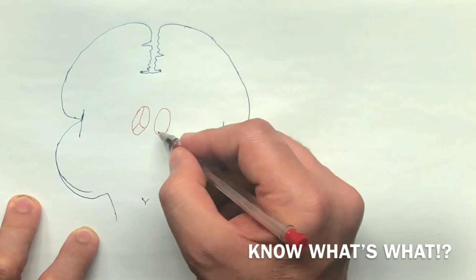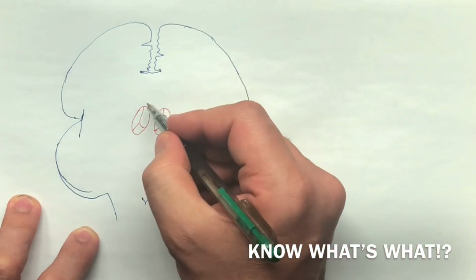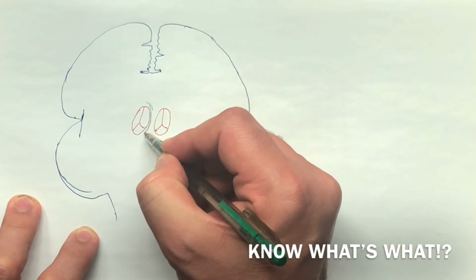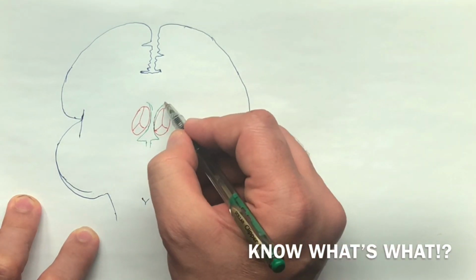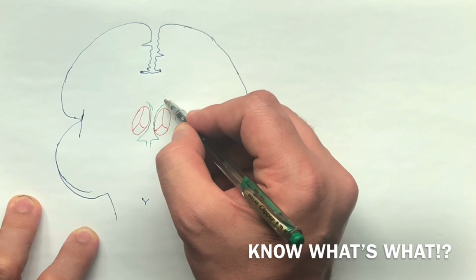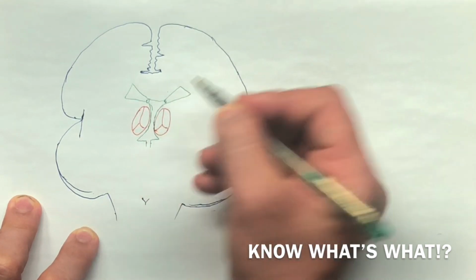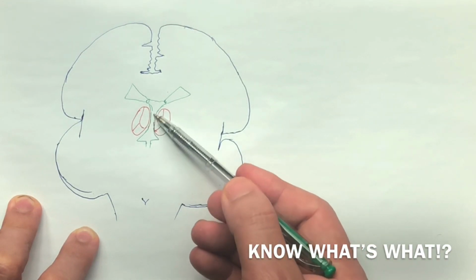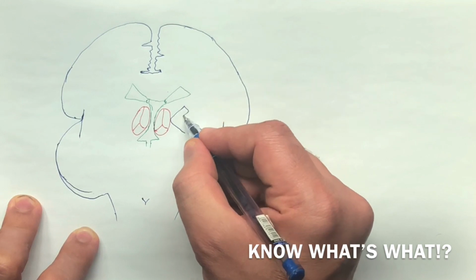So the red ones are your thalami. In between the thalami you have the third ventricle. This one is your third ventricle, and of course the third ventricle is connected to the lateral ventricle, and here are your two lateral ventricles. And lateral to it is the internal capsule.